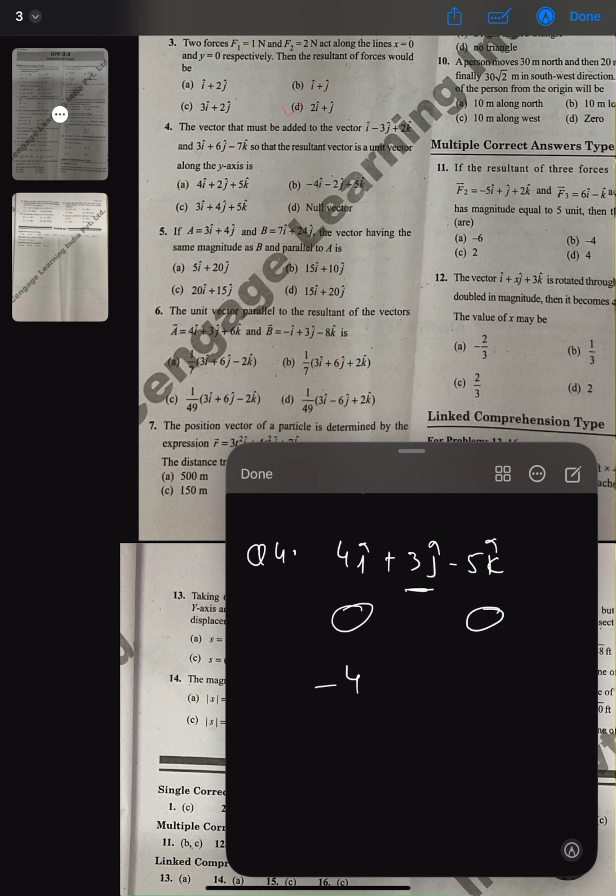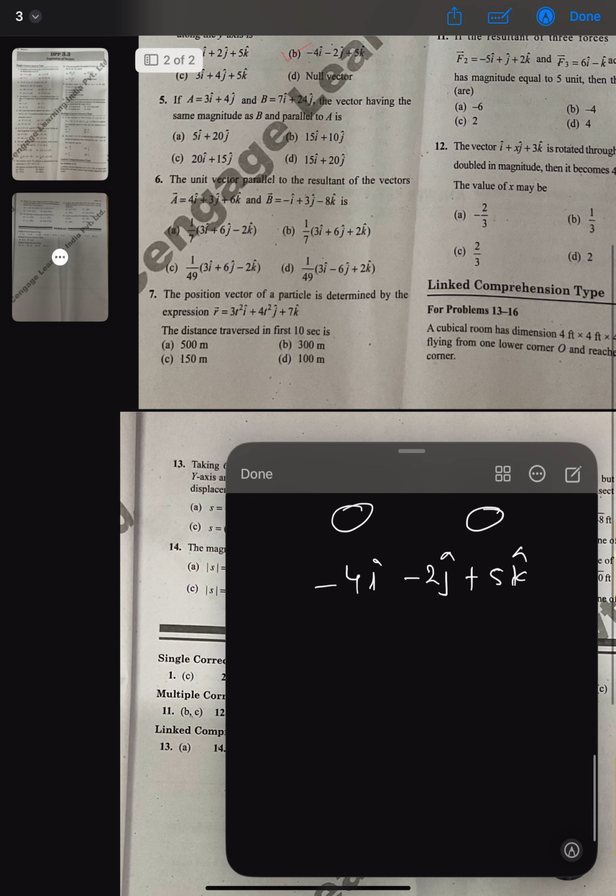So what should be added so that the resultant is along the y-axis, means the i and k terms should be 0. Simply minus 4i cap plus 5k cap should be added. And along the y-axis it should also be a unit vector. So this value should be 1, like j cap only. So what should we add? We should add minus 2 j cap so that it will be a unit vector along the y-axis. So which answer is matching? Answer B. Hope this is clear.